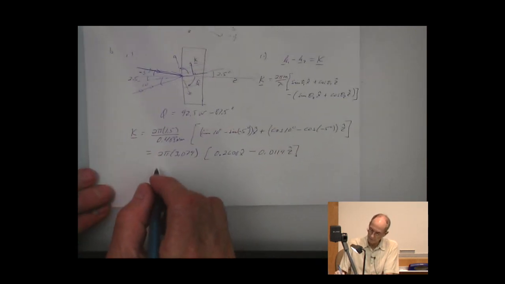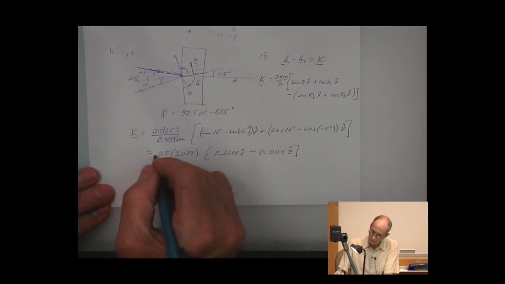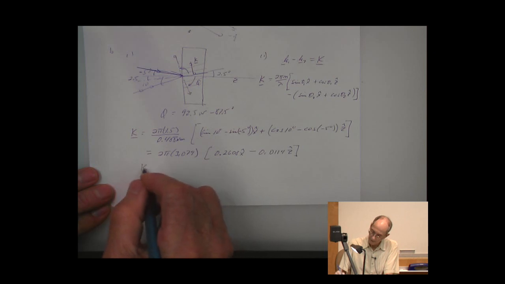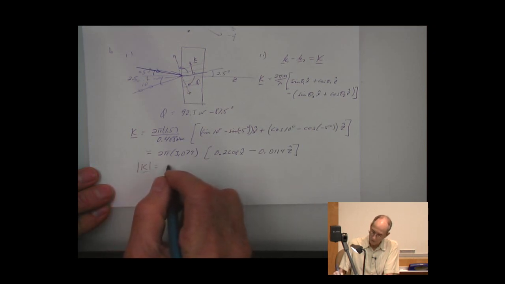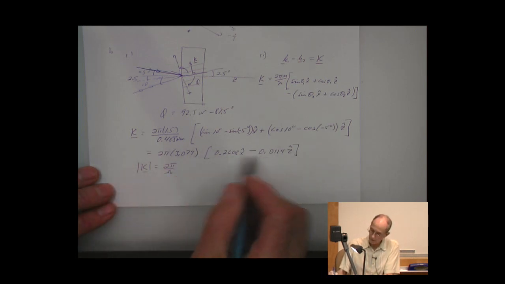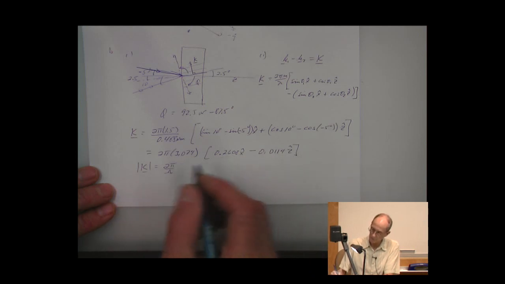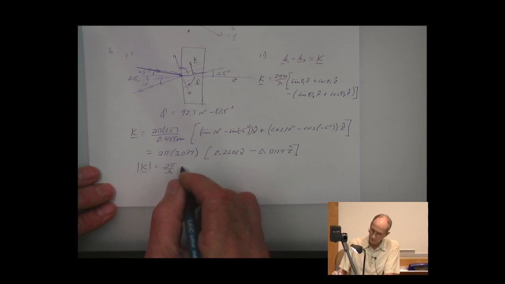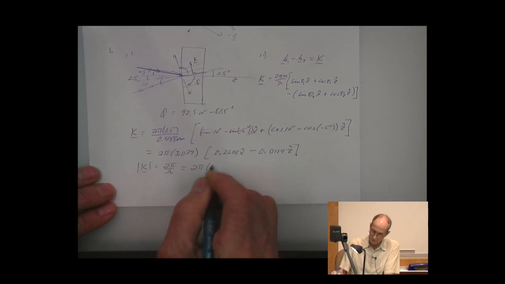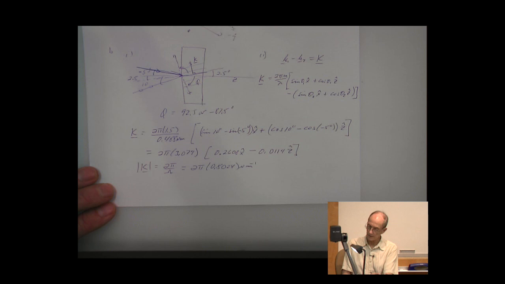And then again, K magnitude is 2 pi over the period. We multiply these, square them, sum them, and take the square root, and then multiply by that factor. We end up with 2 pi times 0.8024. Again, this is inverse micron, so you don't have to multiply that out.